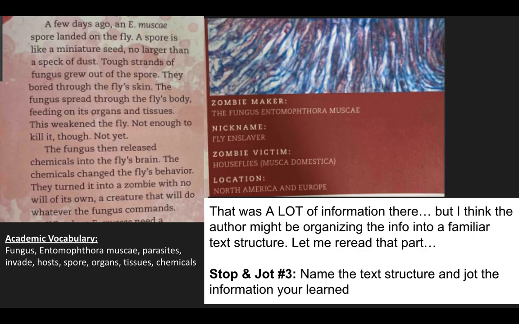A few days ago, an E. muscae spore landed on the fly. A spore is like a miniature seed, no larger than a speck of dust. Tough strands of fungus grew out of the spore, and they bored through the fly's skin. The fungus spread through the fly's body, feeding on its organs and tissues. And this weakened the fly. Not enough to kill it, though. Not yet. The fungus then released chemicals into the fly's brain. The chemicals change the fly's behavior, and they turn it into a zombie with no will of its own. A creature that will do whatever the fungus commands.